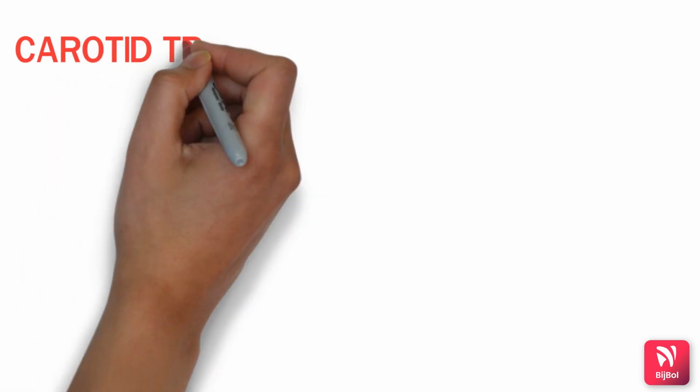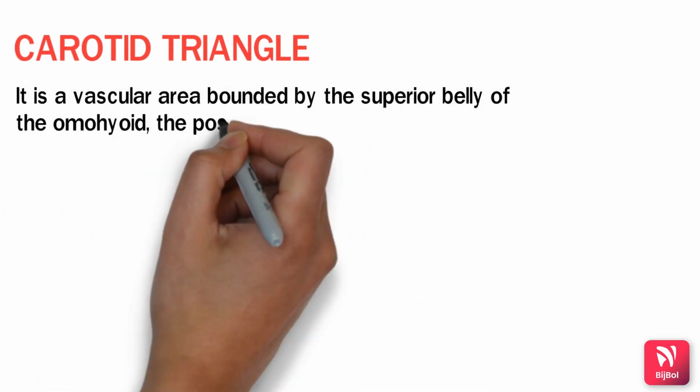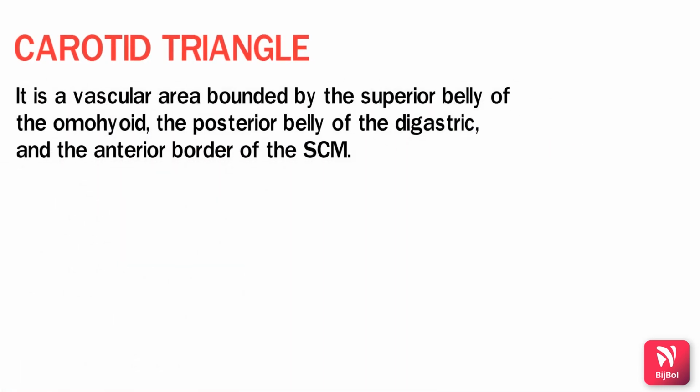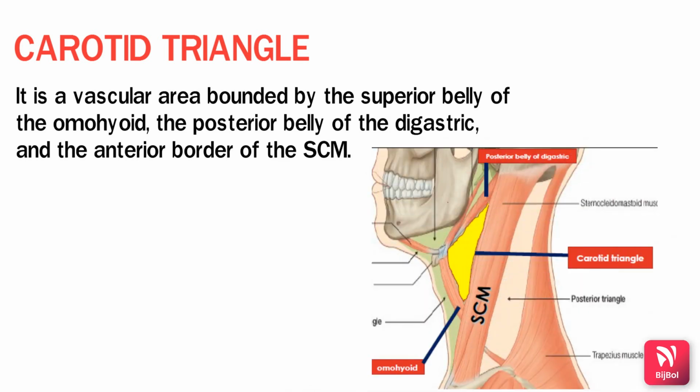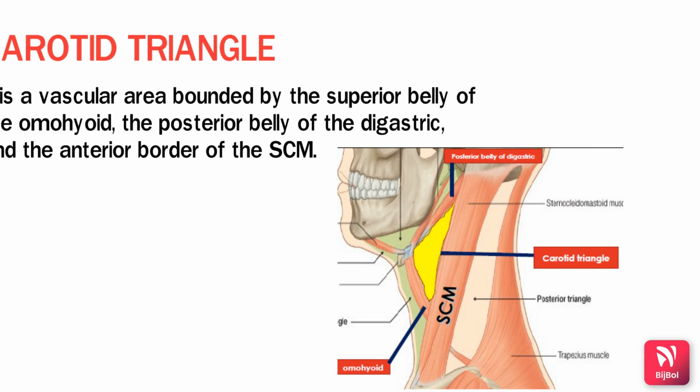Coming to the carotid triangle. Carotid triangle is also a paired triangle in the neck region. It is the vascular area bounded by the superior belly of the omohyoid, the posterior belly of digastric muscle, and the anterior border of the sternocleidomastoid muscle. In this diagram, the yellow demarcation is the carotid triangle. Above, it is bounded by the posterior belly of digastric muscle and the superior belly of the omohyoid muscle, and by the anterior border of the sternocleidomastoid muscle. These are the borders of the carotid triangle.